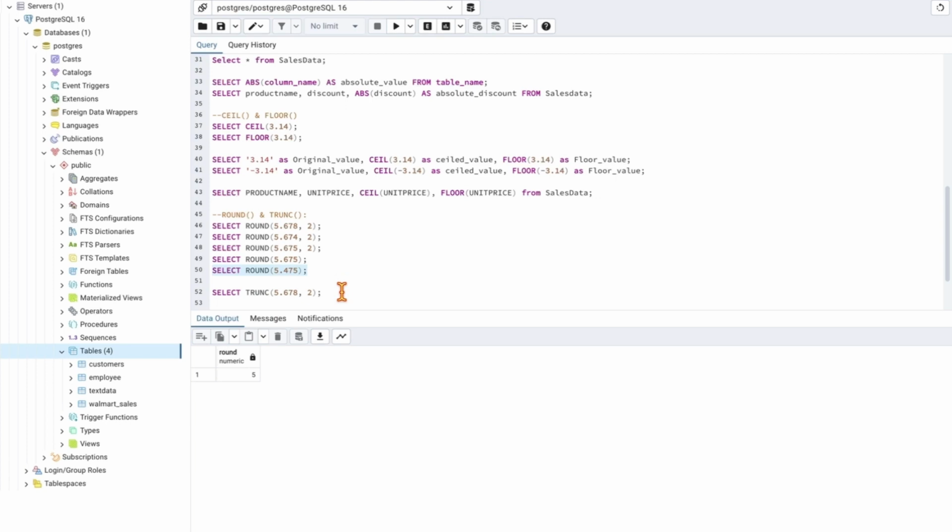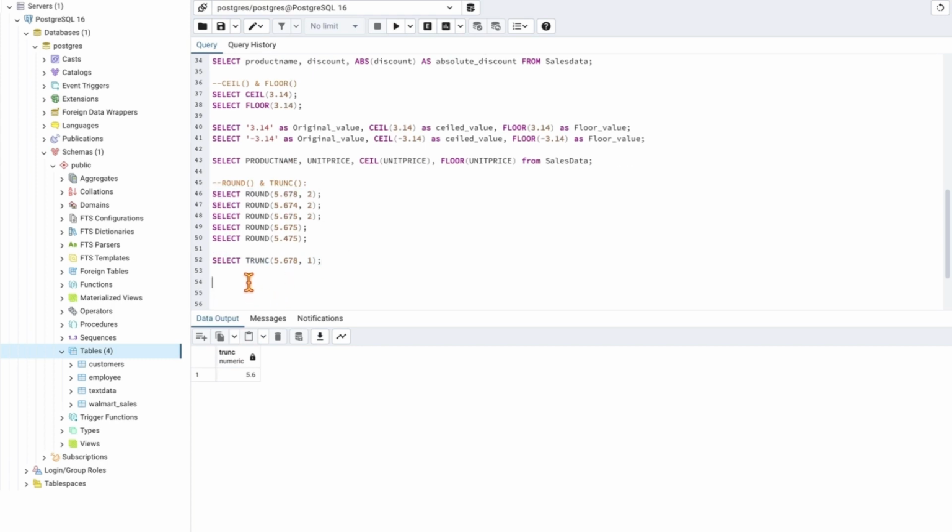Let's move to truncate. Let's do the same number. It directly chops off. No rounding, nothing. The 2 decimal places, however many places we specify, it cuts and shows the number. Say for example, instead of 2, if I put 1, you know the answer, 5.6. So that's how it works.